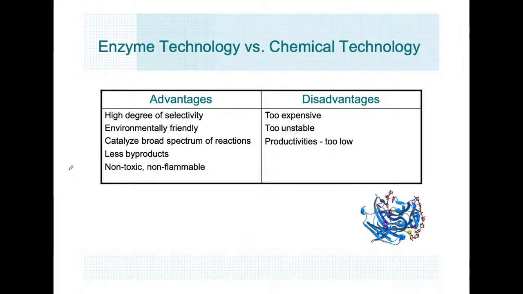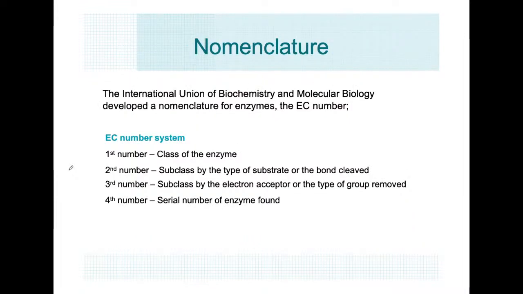Then enzyme technology versus chemical technology. The advantages of enzyme technology are a high degree of selectivity, being environmentally friendly, non-toxic and non-flammable, and catalyzing a broad range of reactions. Whereas the disadvantages are that it is a bit expensive, a bit unstable, and productivity is also a bit low. Then nomenclature, this we will discuss.